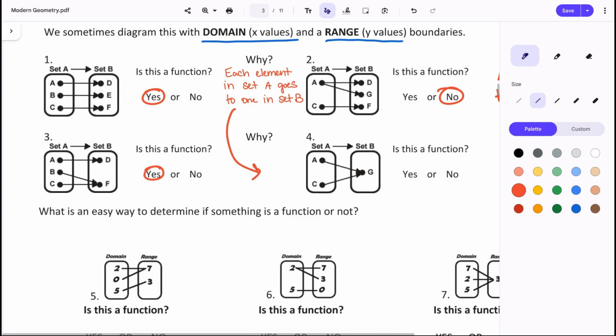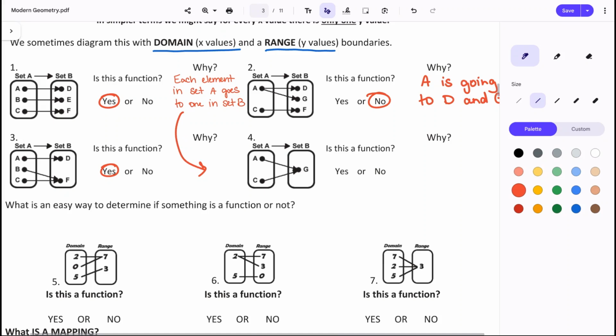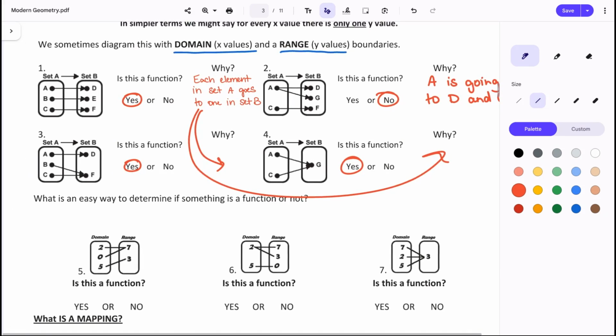So what do you guys think about number 4? Yes, it's a function? Yeah, same thing. Okay, this time they're both just going to the same place, and that's okay. Is there a really easy way to determine if something is a function or not by just looking at the picture? What do you think, Parker? What are you using to determine that maybe in the picture? The arrows. Okay, if something has more than one arrow coming off of it, it's not a function. That's kind of the quick, easy way to do that.